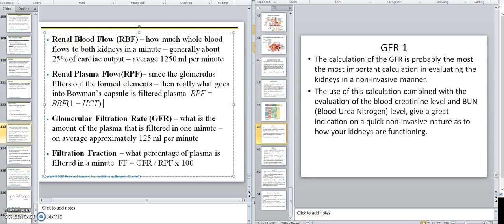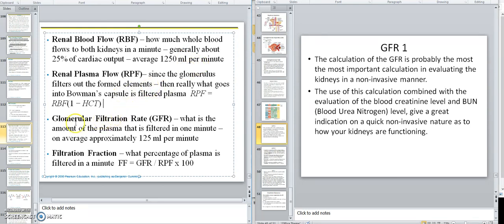You remember what a hematocrit was? The formed elements to the plasma. The renal plasma flow would equal 1 minus the hematocrit times the renal blood flow. For example, if the renal blood flow was 1250, and your hematocrit was 50%, then 625 milliliters a minute would be your renal plasma flow.